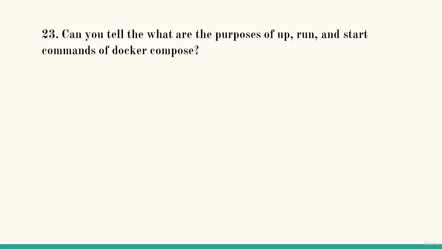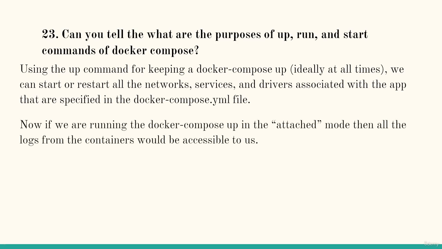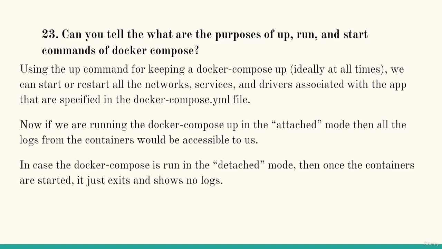Can you tell what the purpose of the up, run, and start commands of Docker Compose is? Using the up command, for keeping a Docker Compose up ideally at all times, we can start or restart all the network services and drivers associated with the app that are specified in the docker-compose.yaml file. Now, if we are running Docker Compose up in attached mode, then all the logs from the containers would be accessible to us. In case Docker Compose is run in detached mode, then once the containers are started, it just exits and shows no logs.